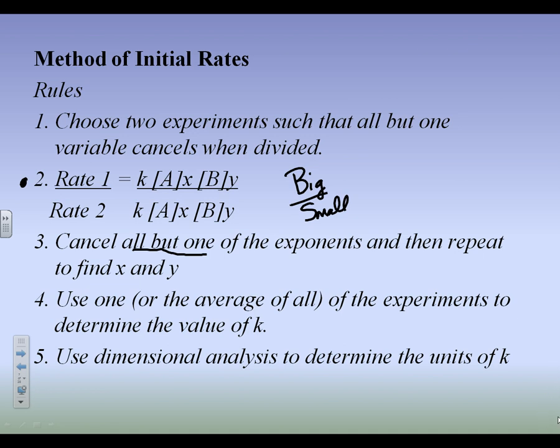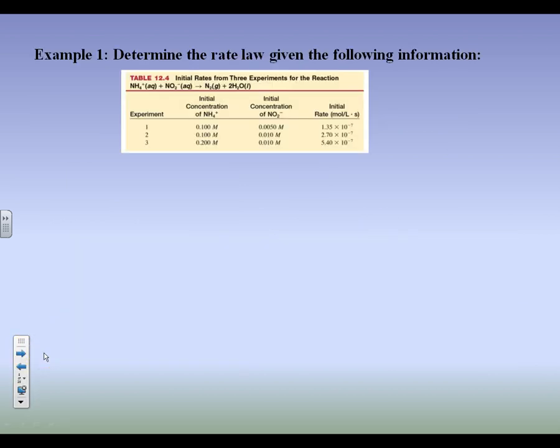Then use one of the experiments to plug and chug to determine your value of K, so figure out what the rate constant is equal to, and then use your dimensional analysis to figure out the units of K, which we just went through. So let's do an example.